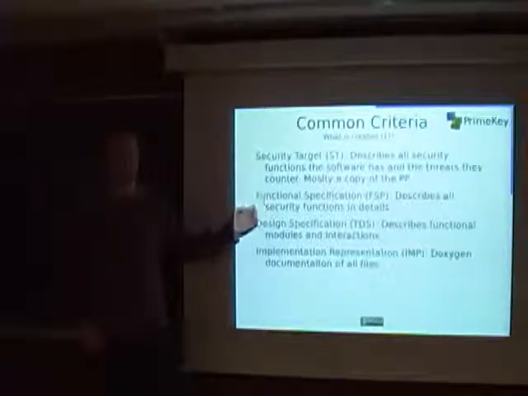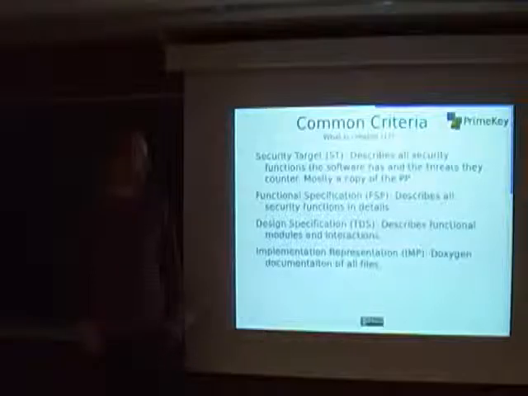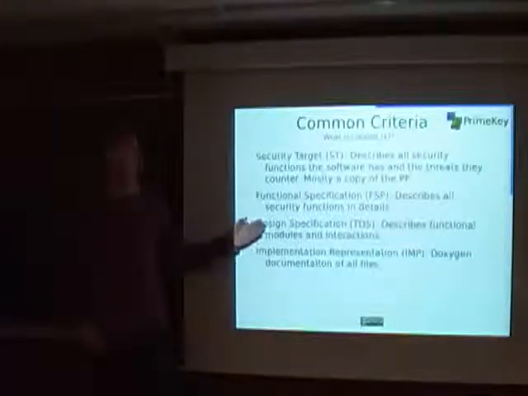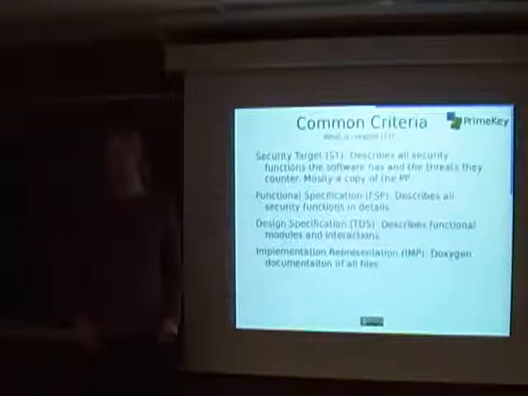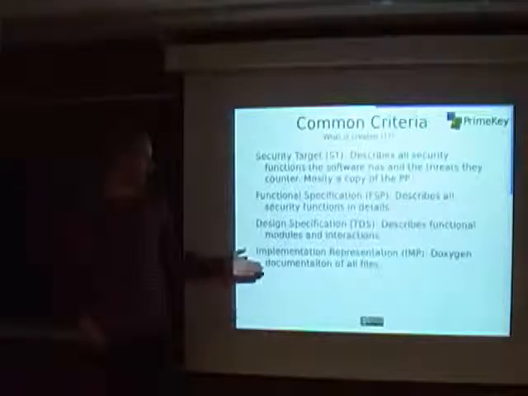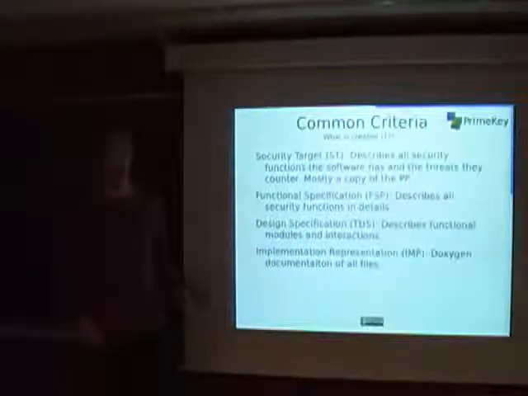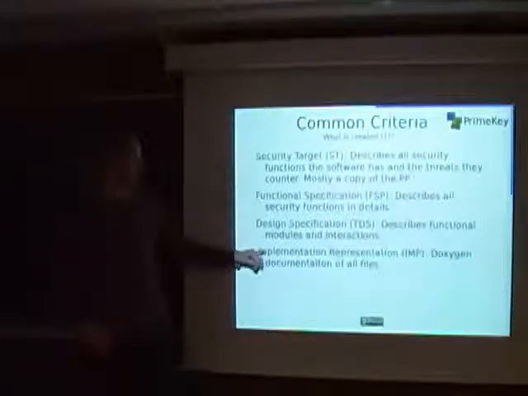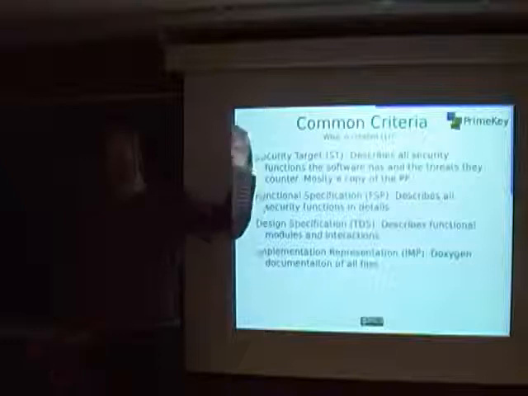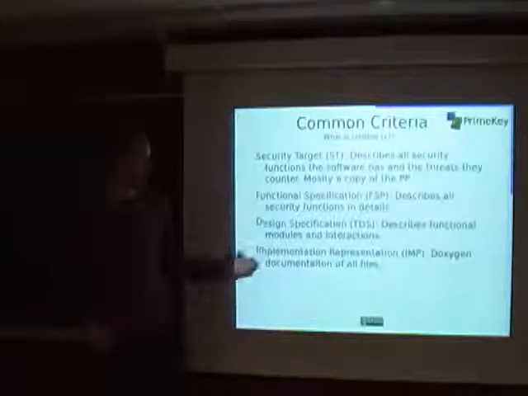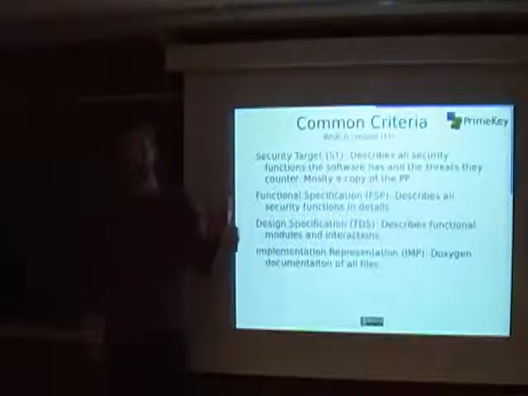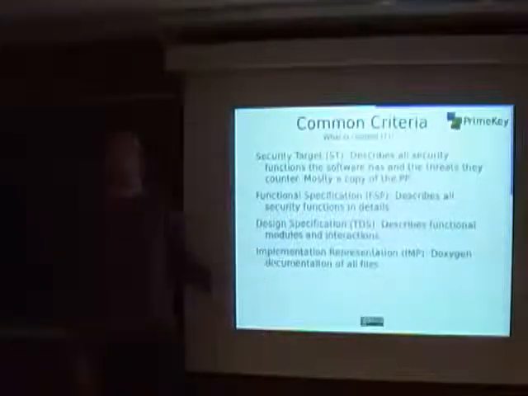Then comes the stuff that you have to create from scratch. First, we have a functional specification, which describes all the security functions in detail. I will show you examples of it. Secondly, we have a design specification, which describes modules and interactions between different modules in your software. And then we also have the implementation representation. Here we are also lucky, because this implementation representation is basically a list of all the files in your software. And they are kind of nice. We can use a tool like Doxygen to generate this. So that's probably the easiest of them all to create.